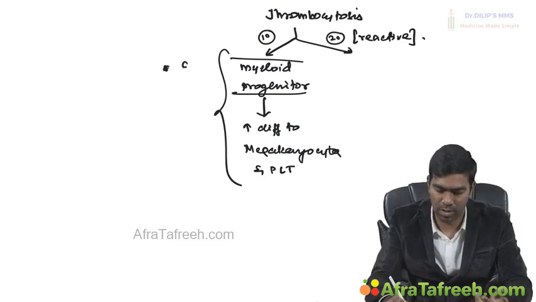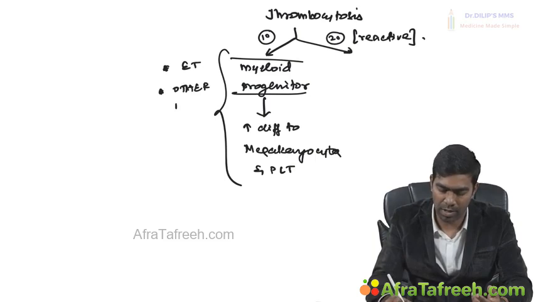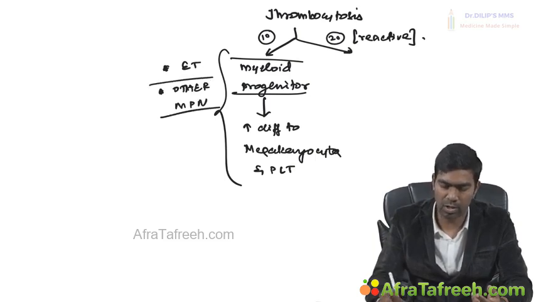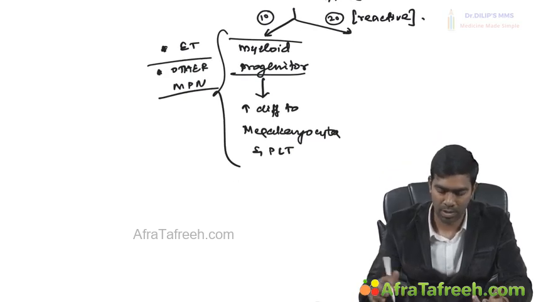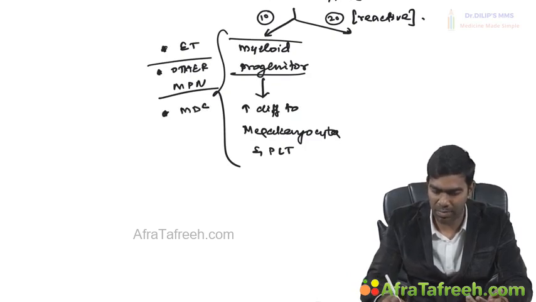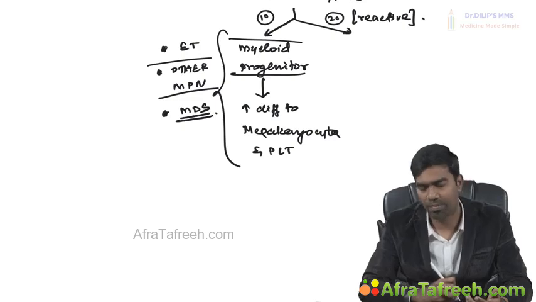The first one, obviously, is essential thrombocythemia. It can happen with a lot of other myeloproliferative neoplasms, including primary myelofibrosis and polycythemia vera. Apart from that, it can also happen in certain varieties of MDS. Yes or no? Especially if you have 5q deletion.